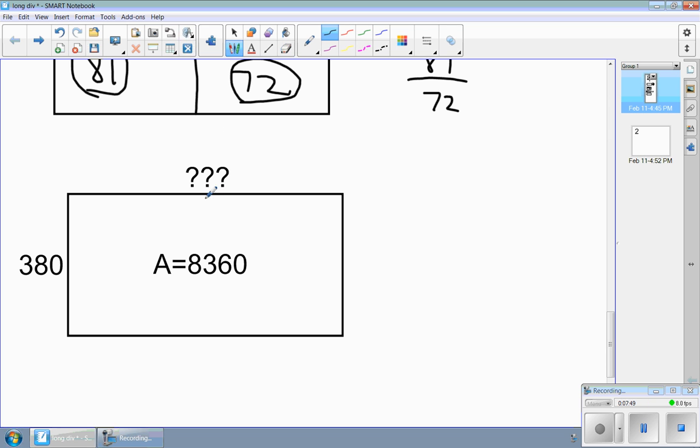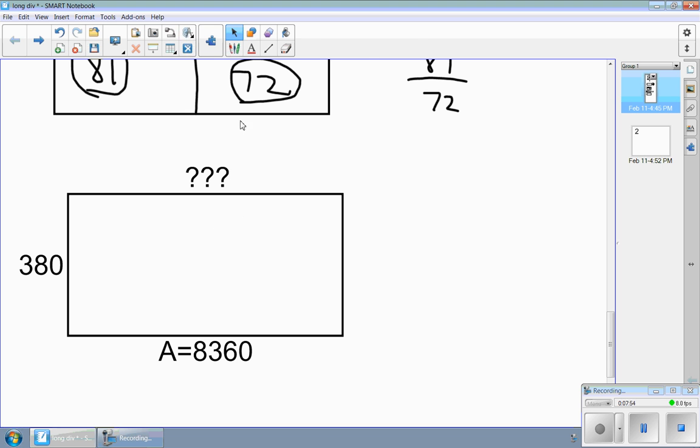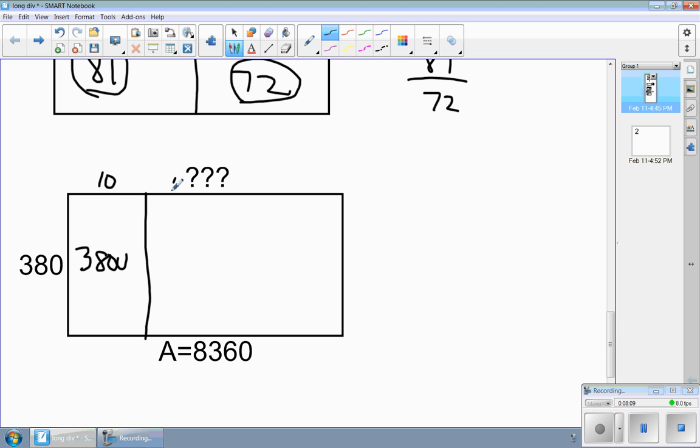For example, we're just going to move the area sign out of the way so we have more space on the inside. I know that 380 times 10 is 3,800, and that would be the area right here. So I still have a ways to go, so I can do it again. I can find another 10 380s, which once again is 3,800, like that. So adding these up tells me that I'm at 7,600.